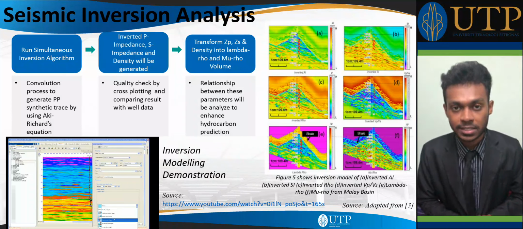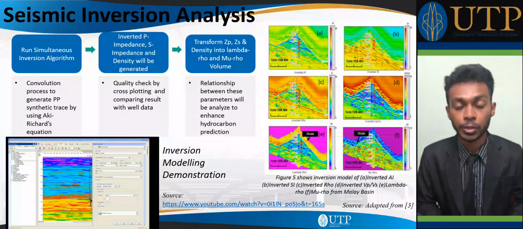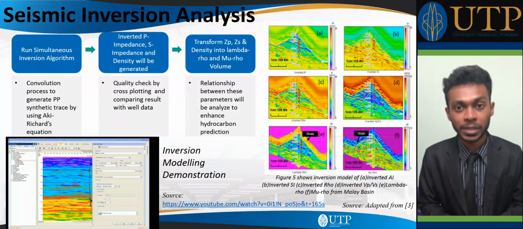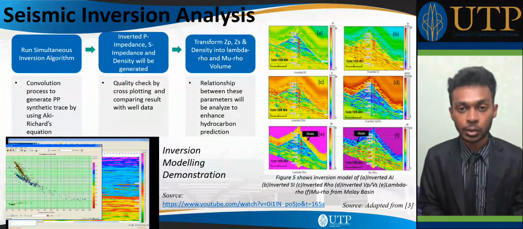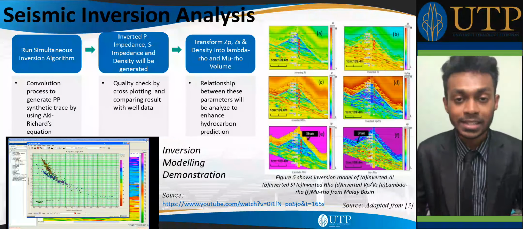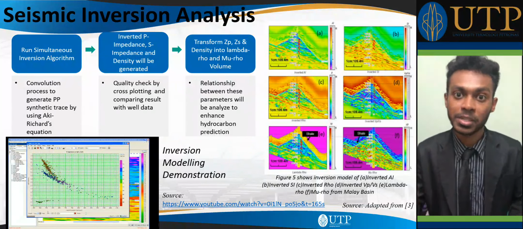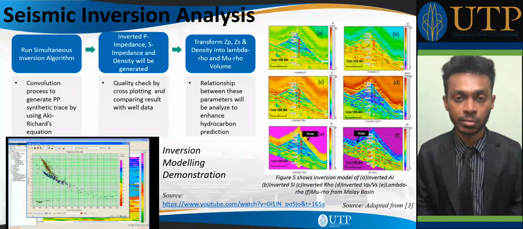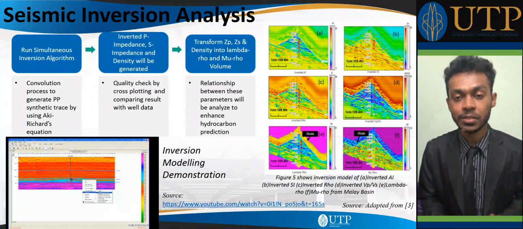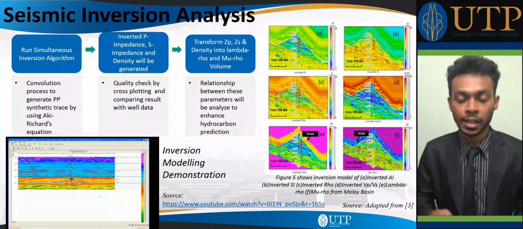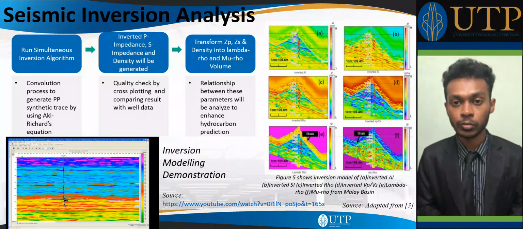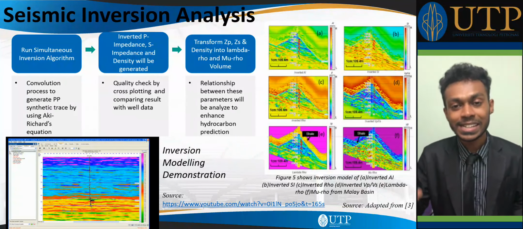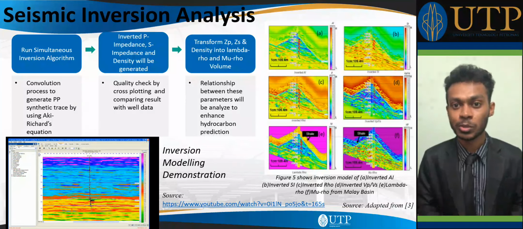Inversion workflow analysis can be continued with Lambda-Rho and Mu-Rho analysis by transforming the inverted P impedance, S impedance, and density volume into Lambda-Rho and Mu-Rho volume. Later, the relationship between these elastic parameters can be analyzed to enhance the hydrocarbon prediction. The figure shows the inversion model of inverted acoustic impedance, shear impedance, ratio of Vp/Vs, Lambda-Rho, and Mu-Rho volume from Malay Basin. The detailed explanation on interpreting these volumes will be made in the next part.